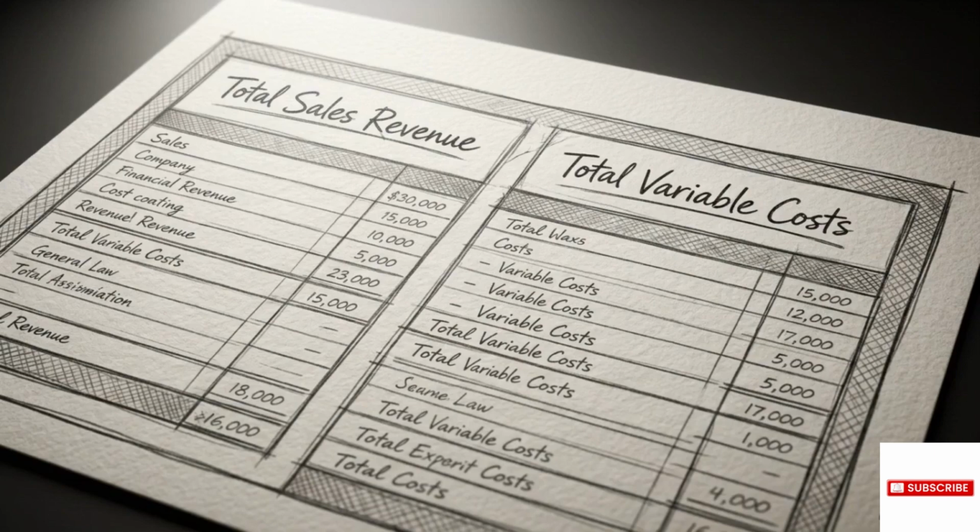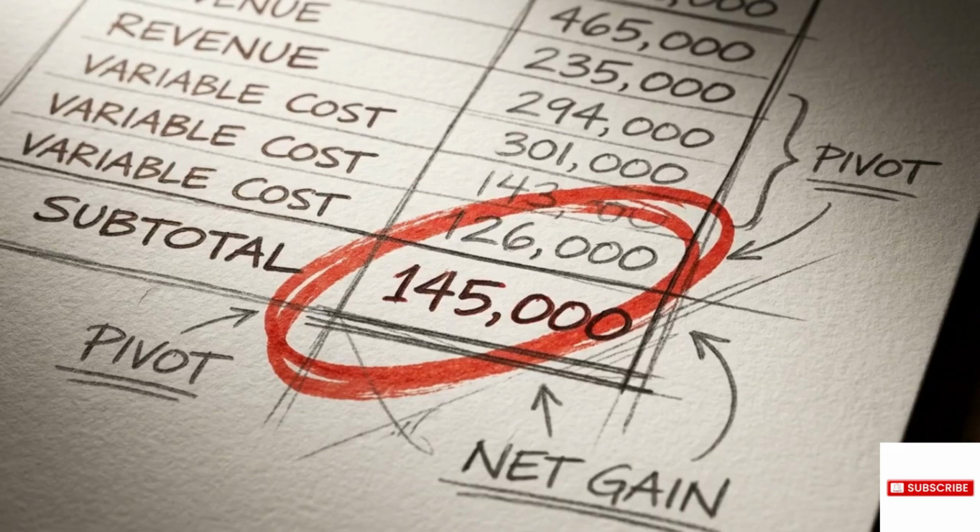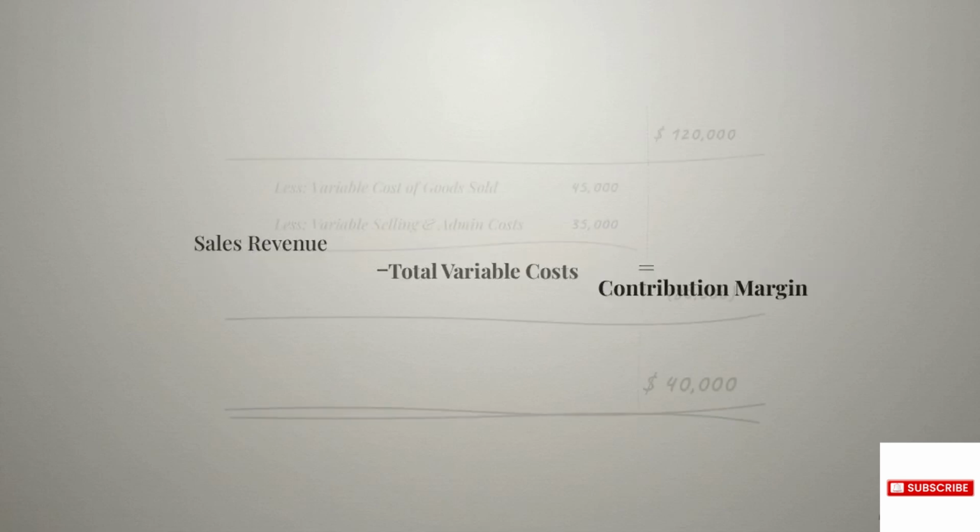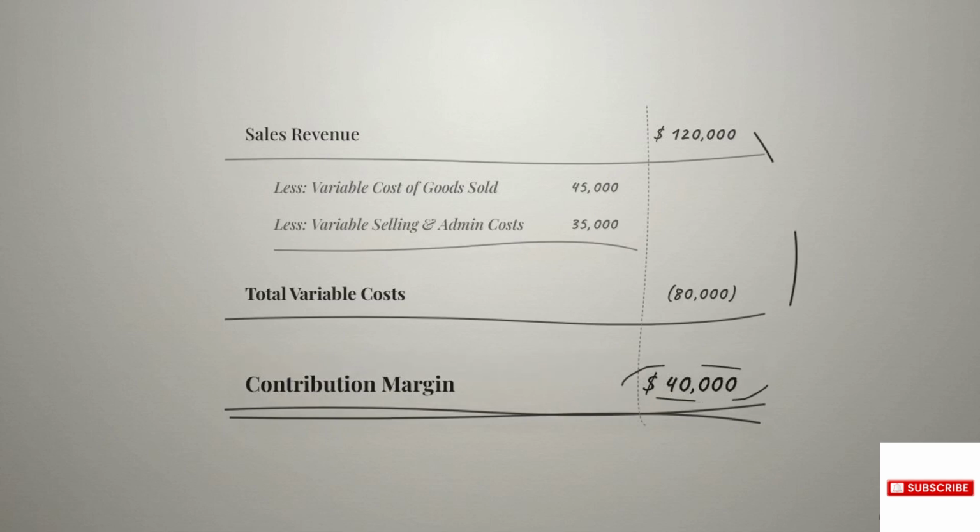With our top line and variable set, we arrive at the primary mathematical pivot of the entire document, calculating the contribution margin. As this formula overlay shows, we find this metric by taking our sales revenue and subtracting the total variable costs. The resulting number is your contribution margin. It is the exact pool of sales revenue that survives after all volume-based expenses have been paid.